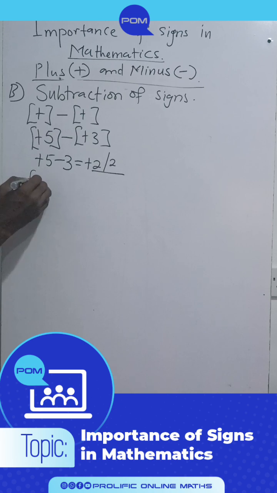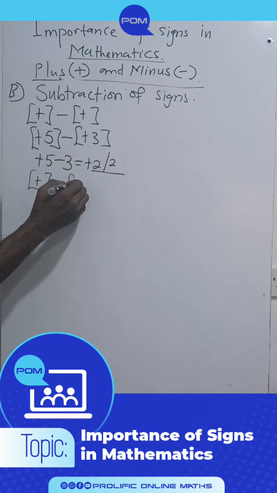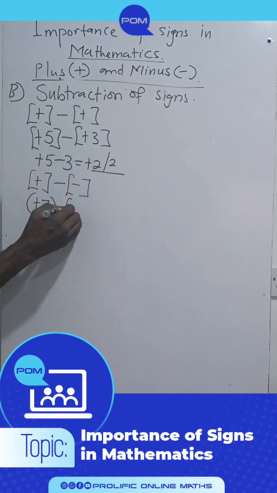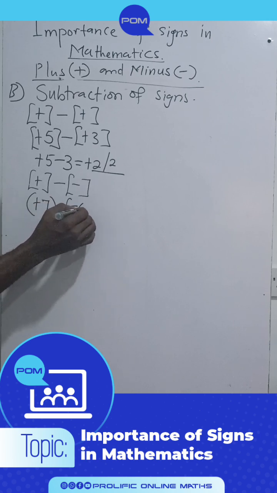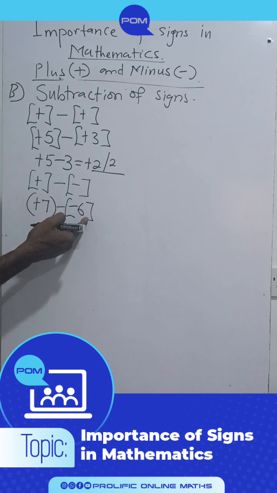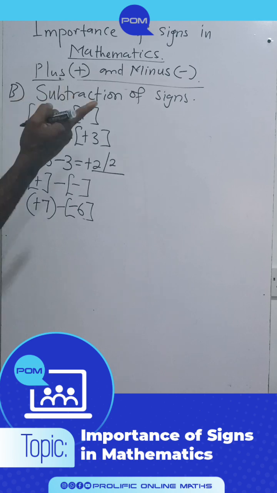But let's look at when you are subtracting minus from plus. Now you are having plus minus minus. So by implication or application, we are having plus 5 or 7, let me use 7, minus minus 6. Plus 7 minus minus 6. Now opening the bracket with this negative sign will give us positive.